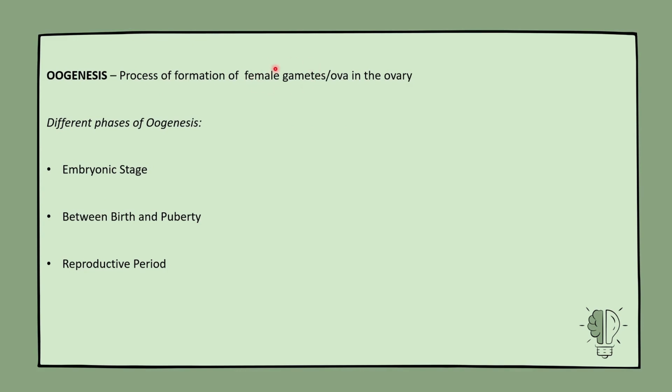Oogenesis is the process of formation of female gametes or ova in the ovary, and it is divided into different phases. The first one is the embryonic stage. The second phase lies between the birth and puberty, and the third one is the reproductive period. Now, first we learn about the changes that take place during the embryonic stage.